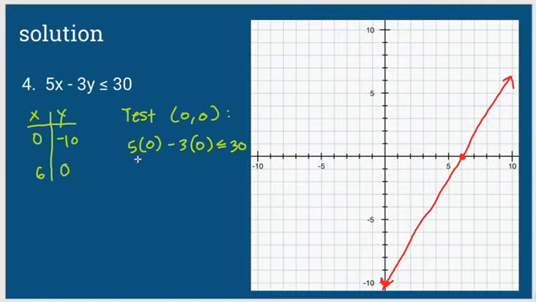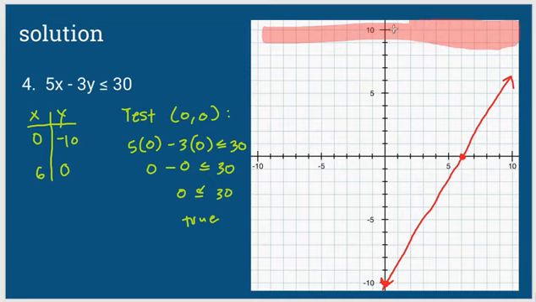In this case, 5 times 0 is 0, 3 times 0 is 0. So I get 0 minus 0 is less than or equal to 30, or in other words, 0 is less than or equal to 30. And that's true. That means that 0, 0 is a solution to this inequality. It should be in the shaded section of the graph. So I'm going to shade on the side where 0, 0 is, which means that I'm going to shade up above the line here.